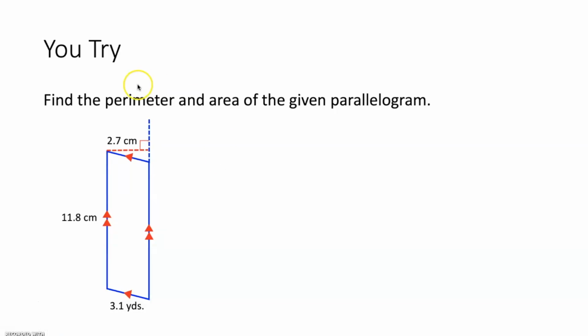Here we go, you try. Okay, doing the same thing. So first we want to find the perimeter of this parallelogram.